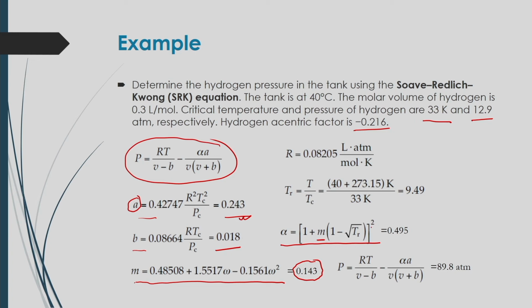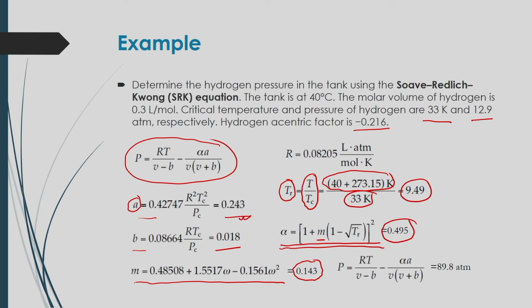Before calculating this alpha value, you have to calculate the reduced temperature, because the reduced temperature is defined as T by Tc. T is given to you and Tc is also given to you. So finally you are getting 9.49 as Tr, and after substituting the M value and Tr value, you can get alpha as 0.495.